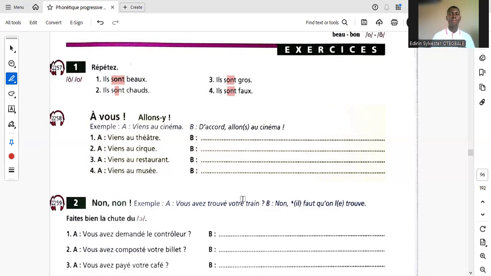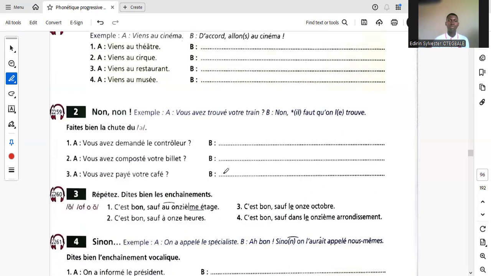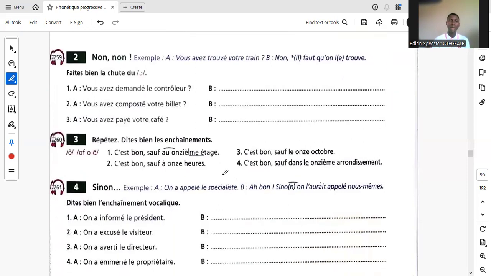4, Ils sont faux. Now, from these four sentences, we have the son as for the verb, the nasal, whereas for the EAU, AUDs, OS, AUX, we have O. That's the distinction between the two of them. One of them is nasal, one of them is oral. To know the difference, you can just close your nose and try to pronounce the word. Ils sont beaux. You see, the sound did not come out very well, but the beau came out because beau is oral. These are simple tests you can do to be very clear on the particular phoneme.